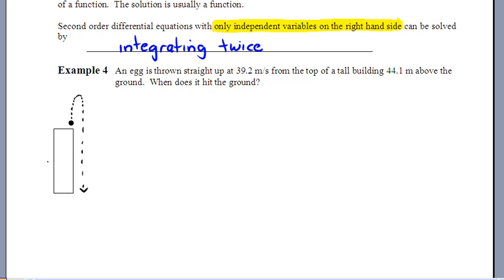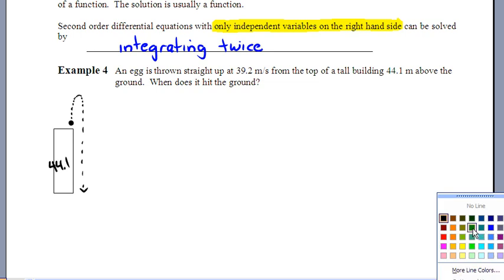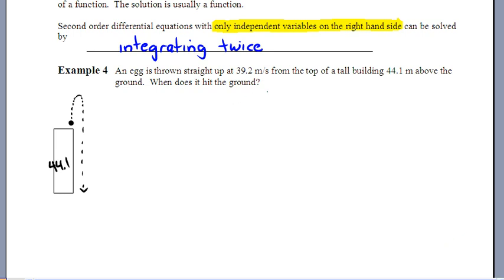And that building is 44.1 meters tall. And right at the start, people are throwing this thing up with an initial velocity of 39.2. All right, so I want to do this as a differential equation. I just want to use physics as a way to show you that this differential equation thing is kind of neat. So we know from physics that the acceleration is negative 9.8.